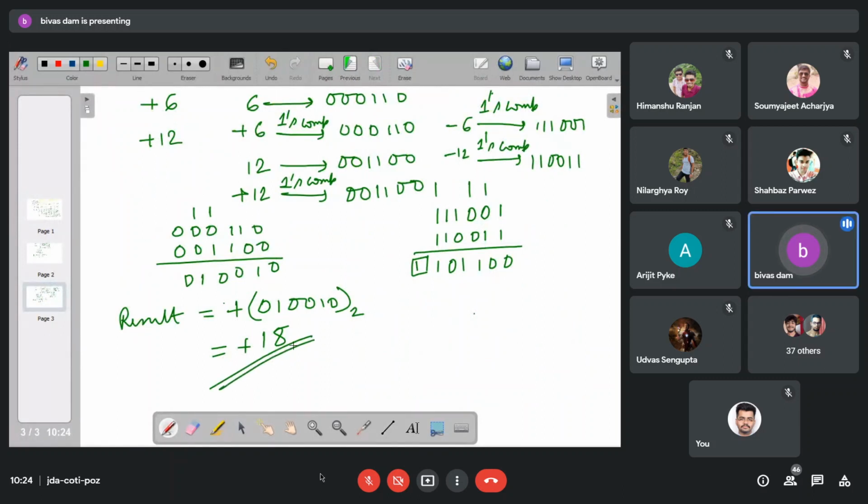Yeah, this was the result for plus 6 and plus 12. Now I am going for minus 6 plus minus 12. As the 6 and 12 are already available, I can straight away go for the 1's complement of minus 6 and minus 12. And I have added them using the binary addition rule. Now after addition, is there any end around carry? Yes, sir. So I have to add it to the least significant bit position of the result.